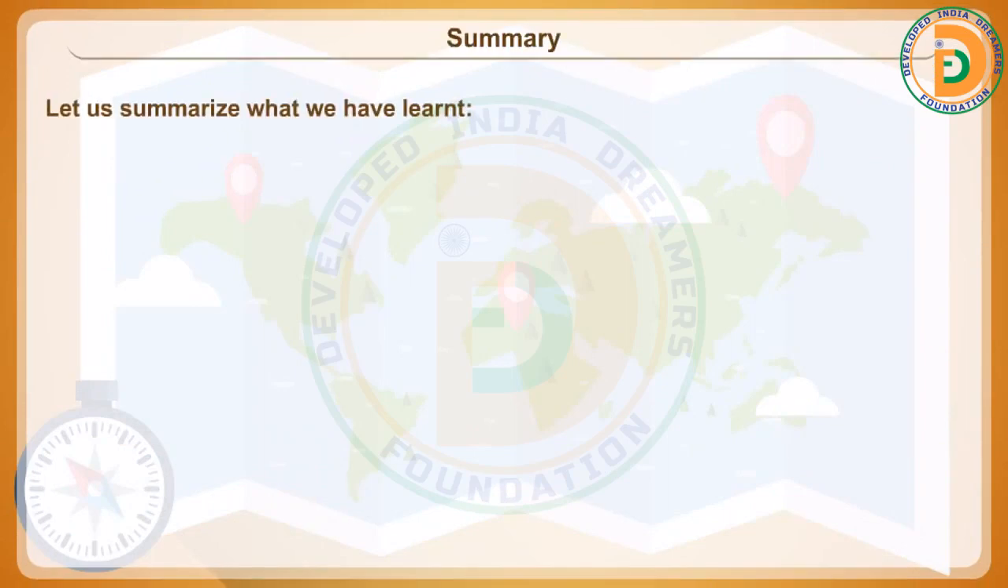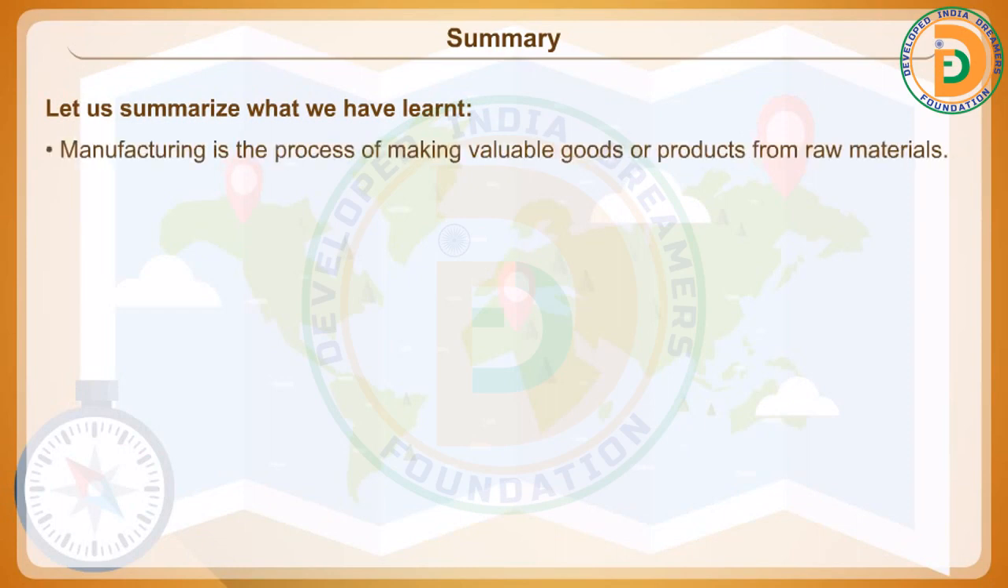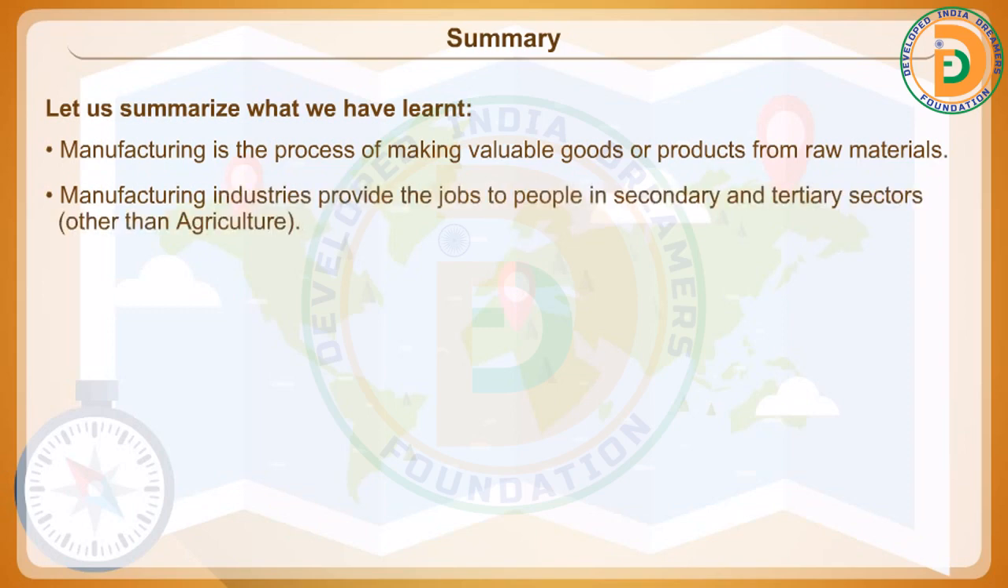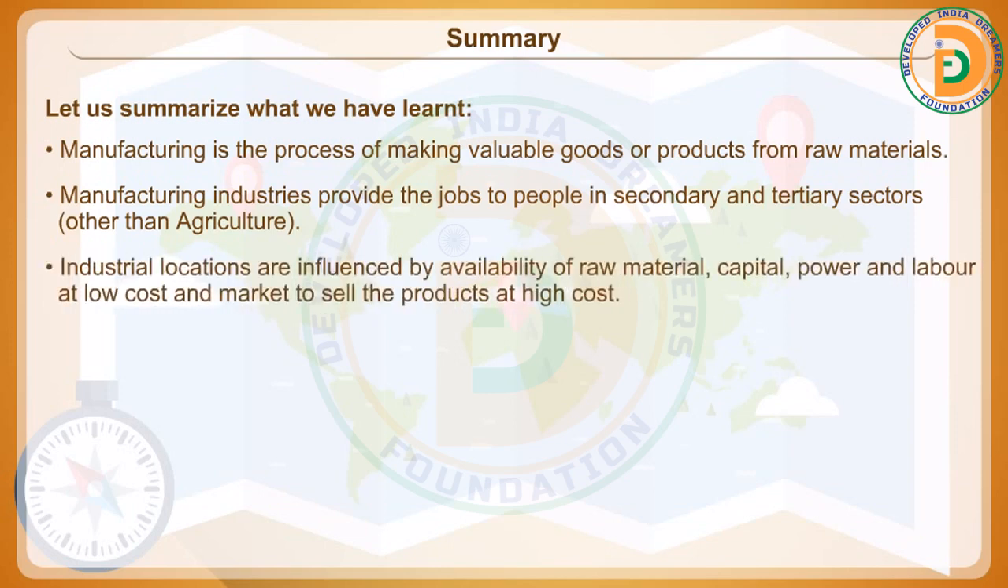Summary. Let us summarize what we have learned. Manufacturing is the process of making valuable goods or products from raw materials. Manufacturing industries provide jobs to people in secondary and tertiary sectors other than agriculture. Industrial locations are influenced by availability of raw material, capital, power and labor at low cost, and a market to sell the products at a high price.